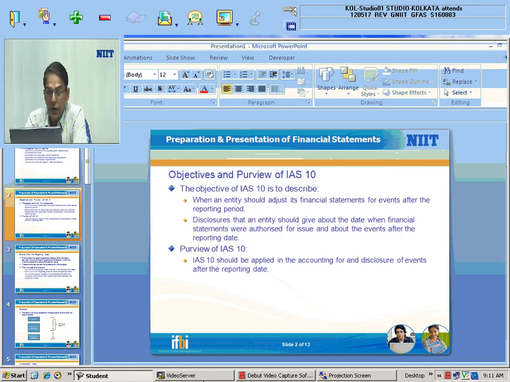The secondary issue is the cutoff point beyond which the financial statements are considered to be finalized. There should be a cutoff point. Beyond the cutoff point, all the financial statements should be considered finalized and no changes should be made in them. So this is the scope of IAS 10. Now we'll come to the categorization of adjusting and non-adjusting events.